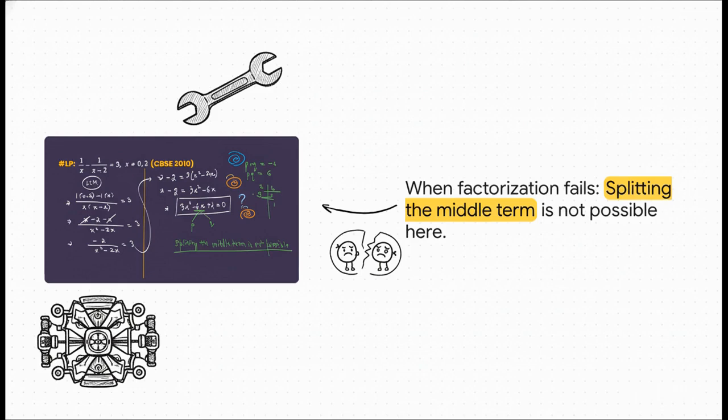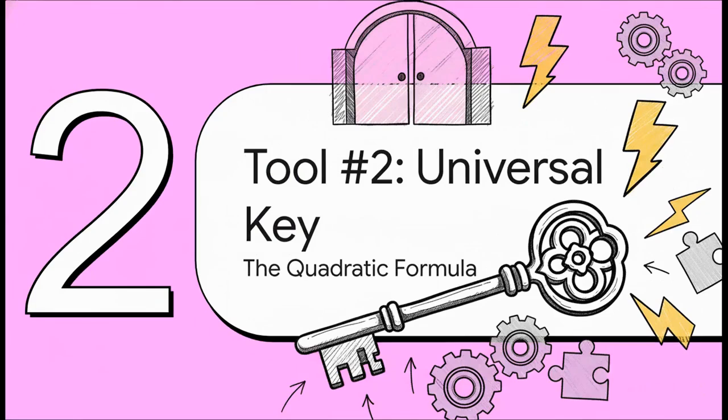No way. It just means we need to reach back into our toolbox and pull out something with a little more oomph. It is time, my friends, to bring out the big guns, the heavy hitter, the master tool. This isn't just a wrench. This is the universal key. I'm talking, of course, about the quadratic formula.